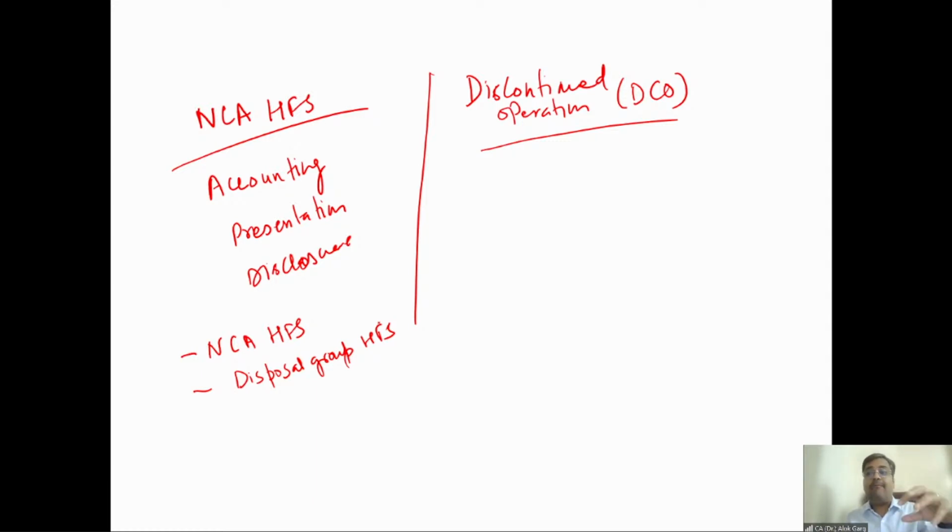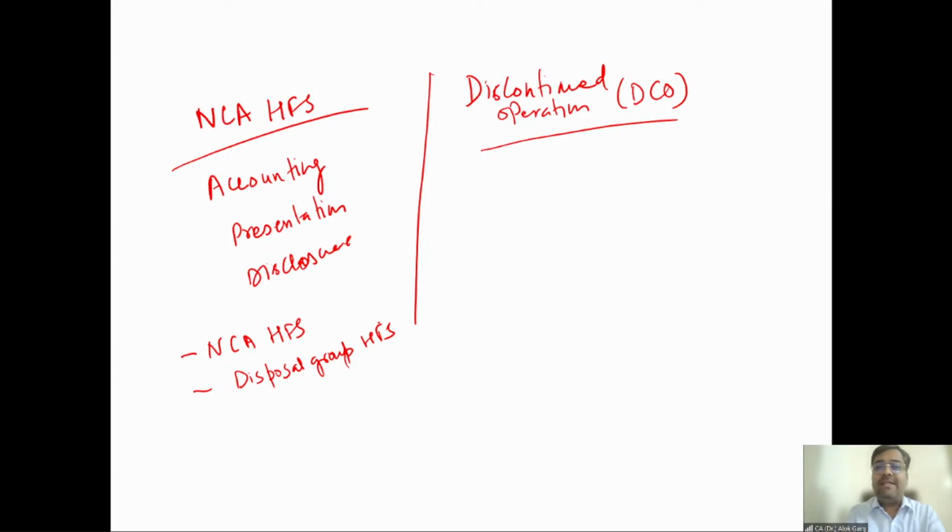But in this hypothetical example of Tata Steel, if they want to discontinue their commercial vehicle vertical, it is a discontinued operation, right? And discontinued operation includes disposal group held for sale. It may include, it may not include. We will be talking a lot about discontinued operation in the next class, right? So we will be covering this standard in 2 sessions, 2 classes. One is today and one is day after tomorrow.